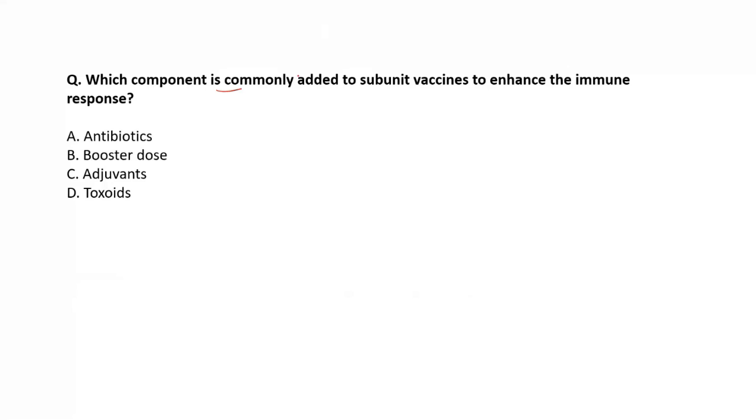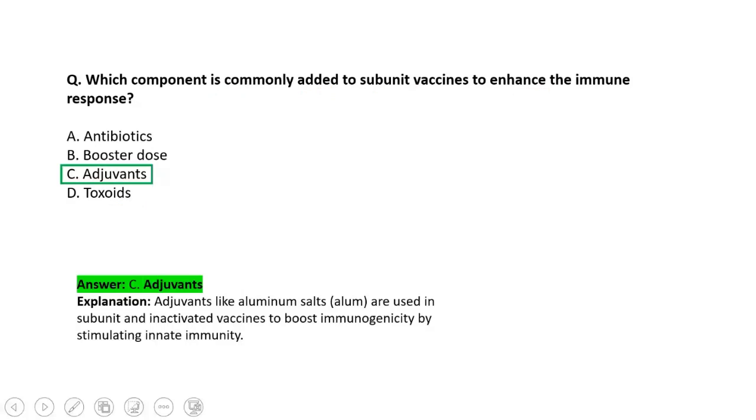Which component is commonly added to subunit vaccines to enhance the immunological response? Antibiotic, booster dose, adjuvants, toxoid. Adjuvants. Yes, adjuvants. We add adjuvant to increase the immunological response.